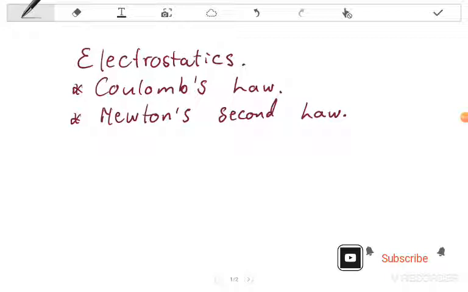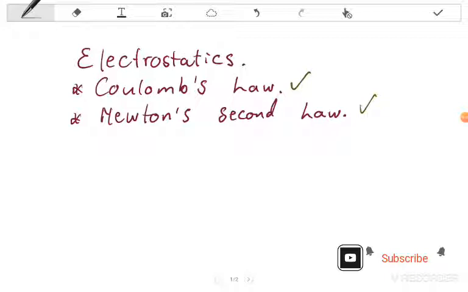In this video I'm going to do some problems from the chapter on electrostatics. My assumption is that you're already familiar with Coulomb's law and Newton's second law. Please, if you don't know these two laws, go and read about them so that you can understand what's going on in this video. We're just going to solve some tricky problems from electrostatics using Coulomb's law and Newton's second law.